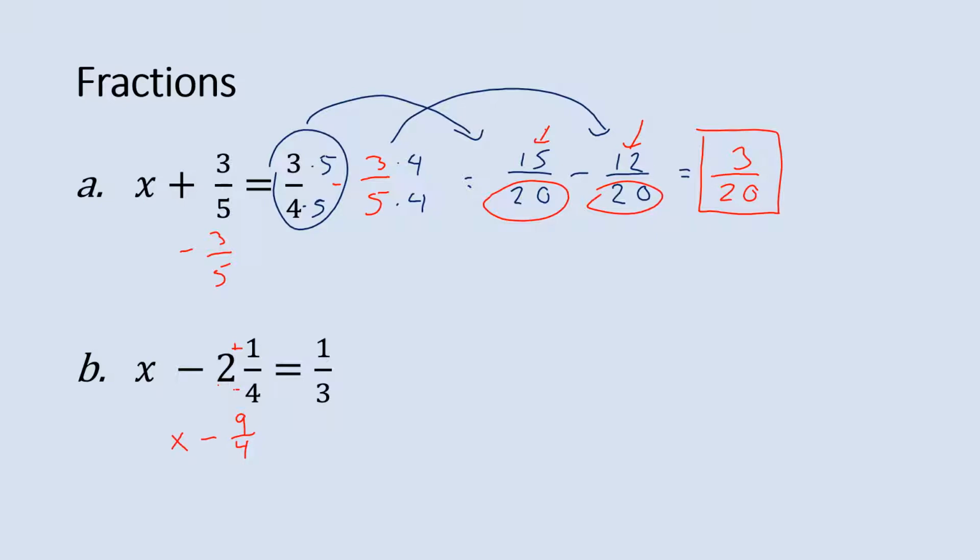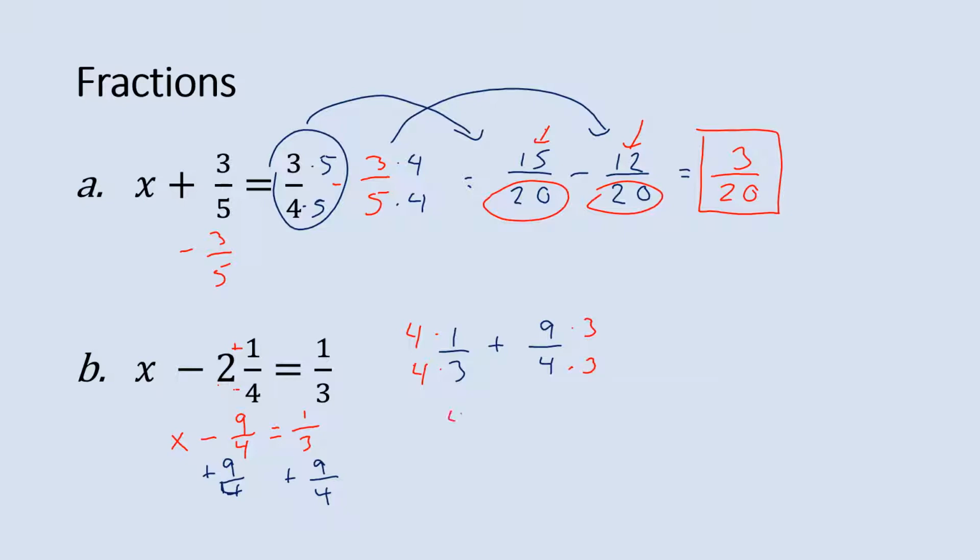So really this problem is x minus 9/4 equals 1/3. And now we would do it the same way, except we're adding instead of subtracting. So plus 9/4 on both sides. And again, we have two fractions with different denominators, so we need to give them a common denominator. Okay, so let's just take one, we'll multiply it by the denominator of the other on the top and the bottom. So times 4 on the left, times 3 on the right.